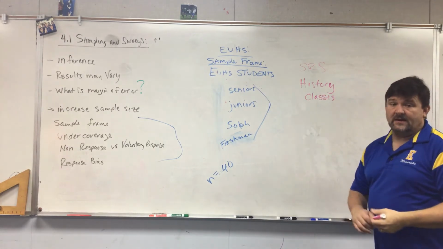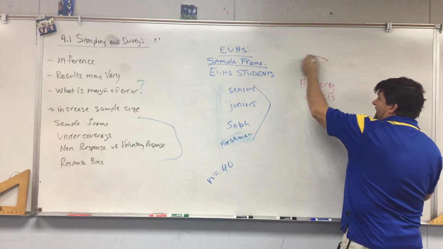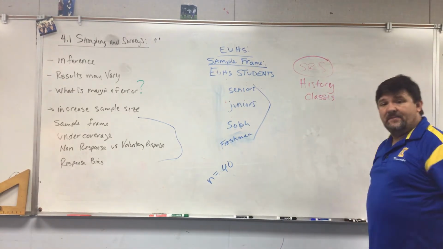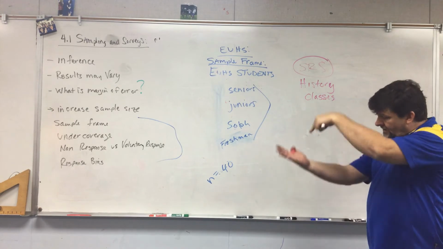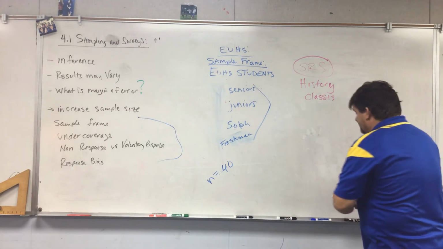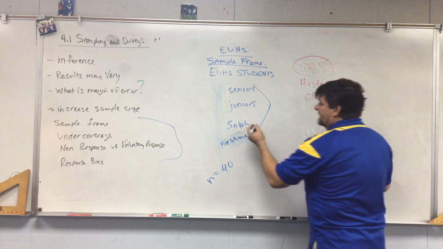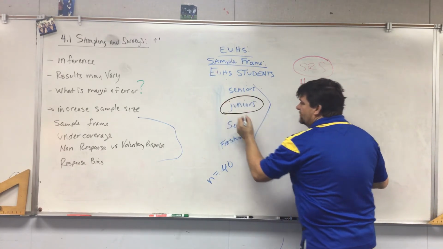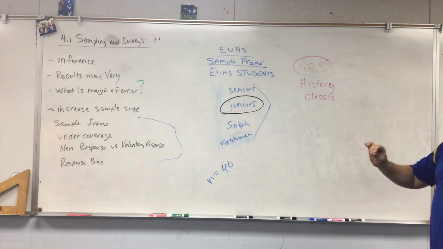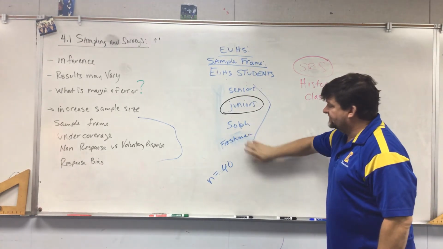What's the big problem with that? First of all, you did a simple random sample. You used your calculator, right? You're like, I'm going to go sample Billy, and we've got so-and-so and so-and-so, so I got it good. I did a great job. The problem is you chose history classes. That means only juniors are going to get sampled. So you are undercovering the seniors, the sophomores, and the freshmen.